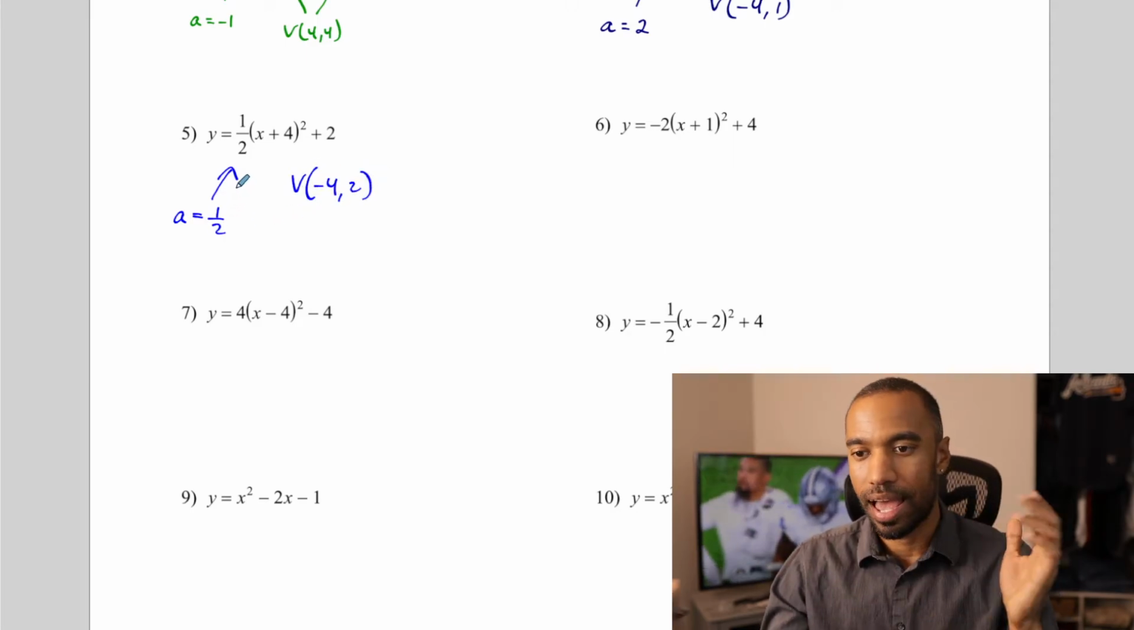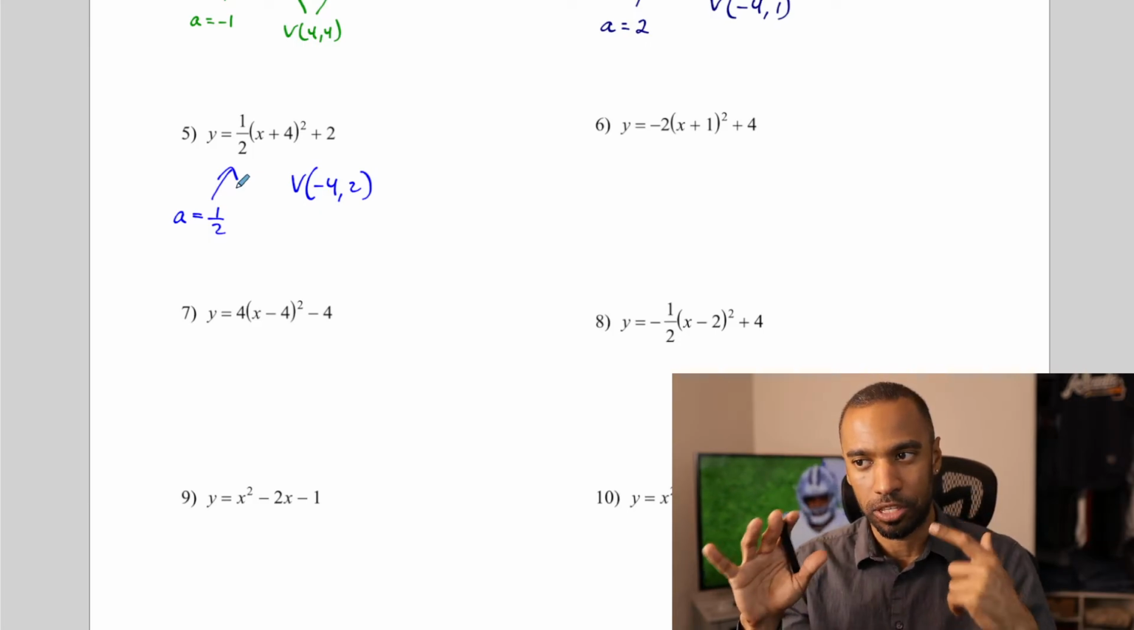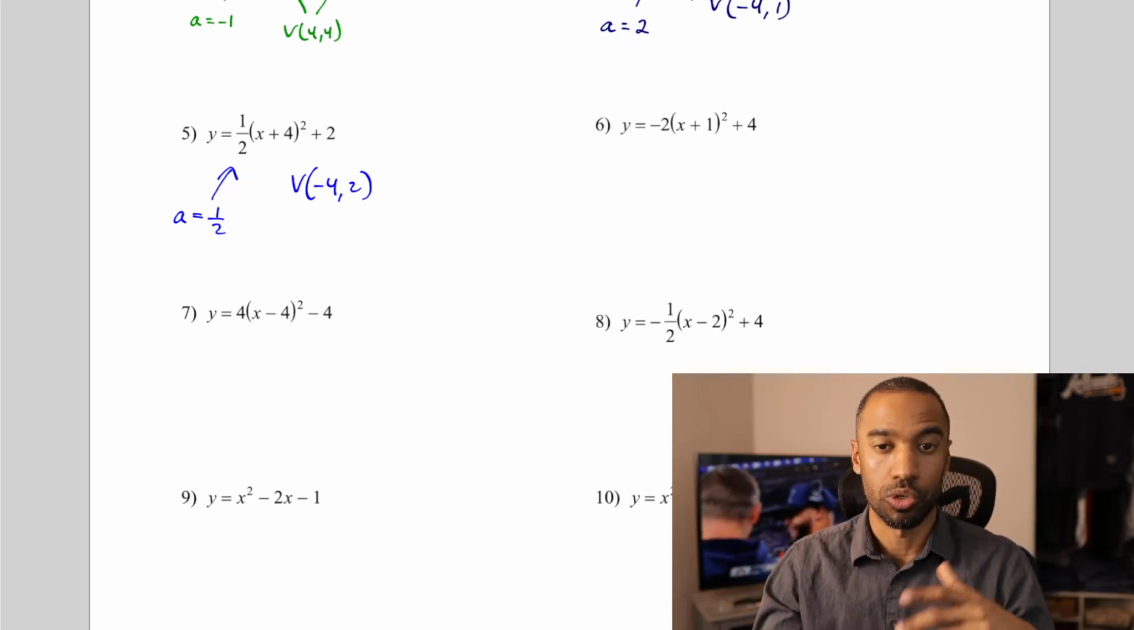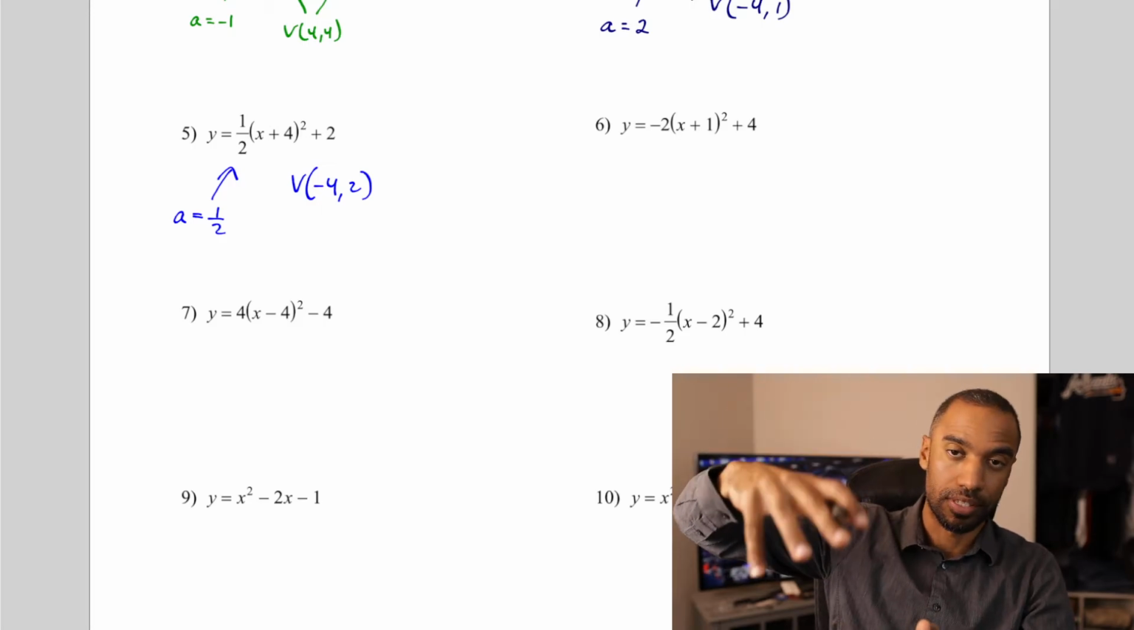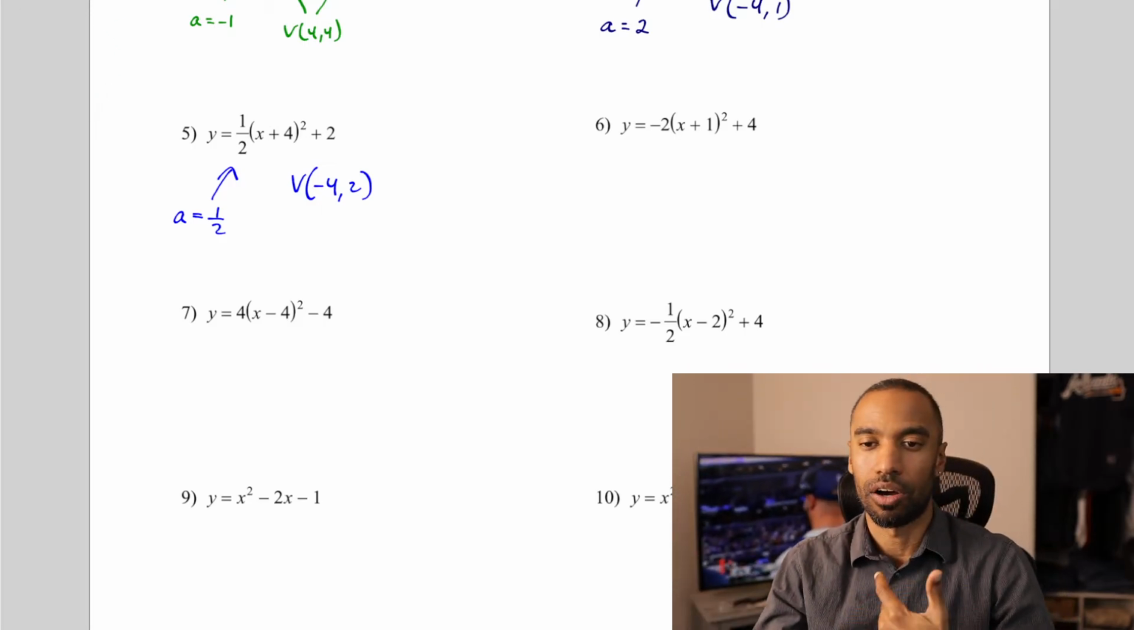So the a being 1/2, multiplying by 1/2 means dividing by 2. The last time we multiplied by 2, we doubled the heights. Now we're going to halve the heights. We're going to divide all the heights by 2.